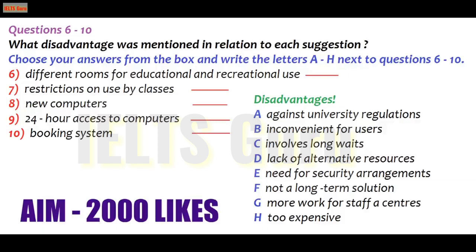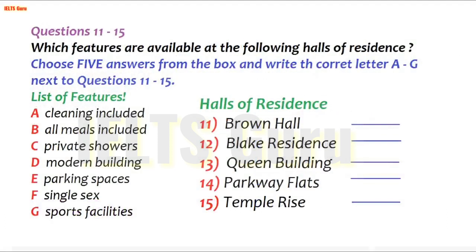That is the end of part one. You now have half a minute to check your answers. Now it turns to part two. Part two. You will hear an accommodation officer telling students about different halls of residence. You now have 30 seconds to read questions 11 to 15.